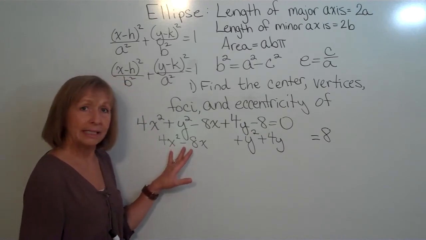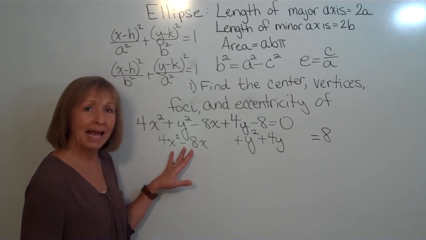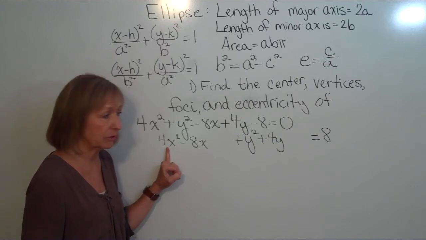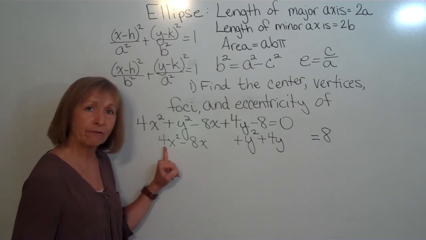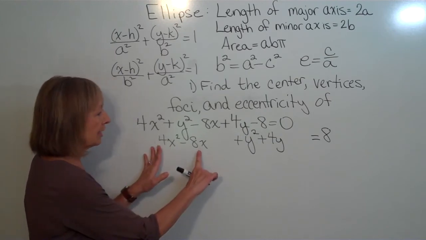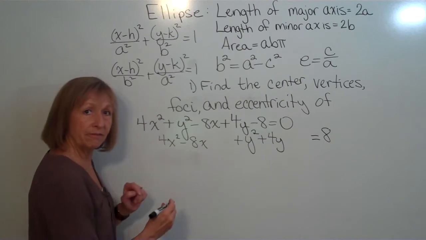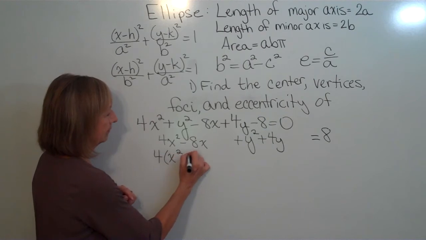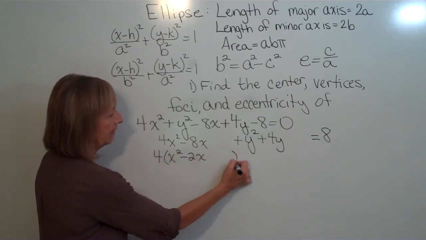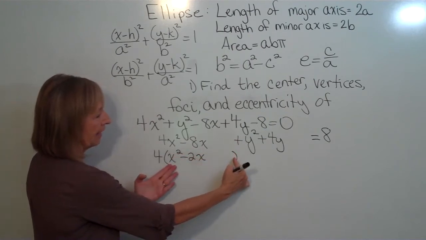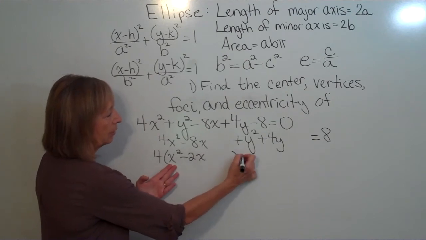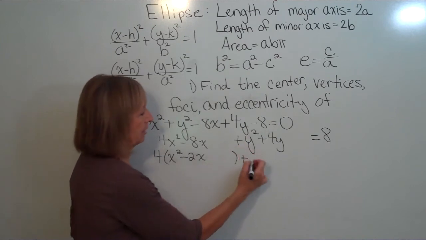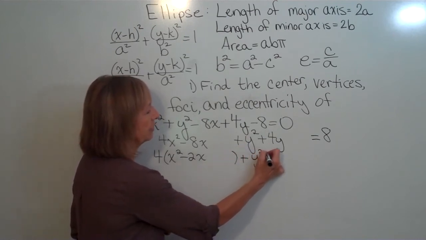Now, when I'm completing the square on this, I know I have to have a coefficient of 1 in front of my squared term in order to complete the square. And in my first one, I have a 4x squared. So just out of the x's here, I'm going to factor out that common factor of 4. And then close my parenthesis for that grouping that I'm going to complete the square, bring down the plus, and then my coefficient in front of my y squared is already a 1, so I don't need to do a factorization for that part.